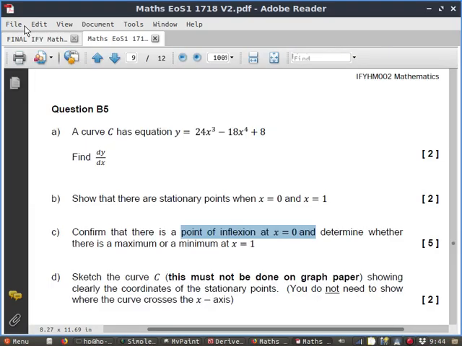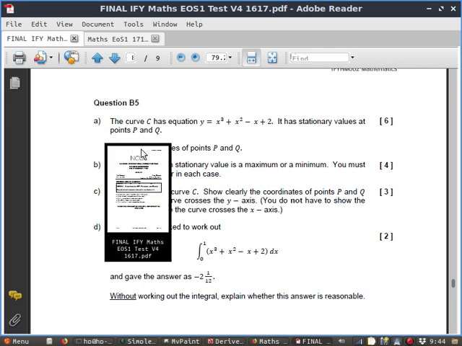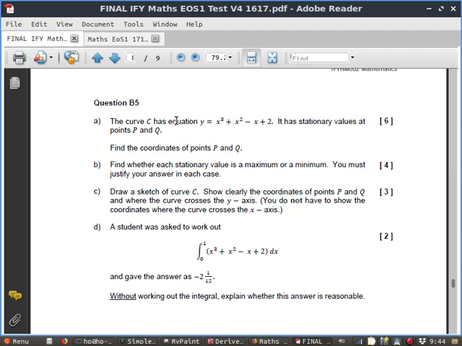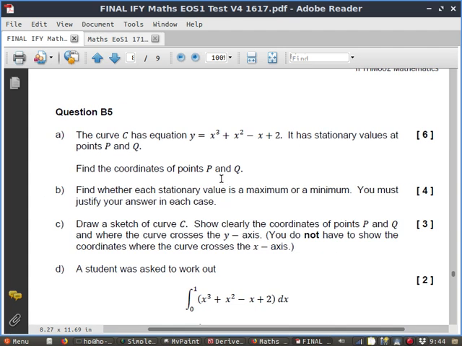Good. And then the other paper, this one here, again, you can see how generous the marks are. The curve C has, can you all see that? This cubic. Find the stationary points for 6 marks. Determine if they're max or min for 4 marks. So for 10 marks, they want the stationary points and whether they're max or min.